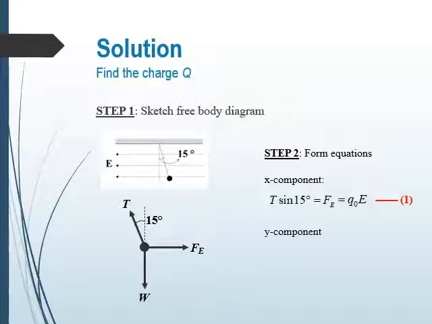Now let's look at the y component. For the y component, the equation we have is T cos 15 degrees equals W. Why T cos 15 degrees equals W? Once again, if you resolve tension, Ty is heading upwards and W is pointing downward. Since the system is in equilibrium, therefore the upwards vector equals the downwards vector. So T cos 15 degrees equals W. If you expand this equation, you will get T cos 15 degrees equals mg. And that would be our second equation.